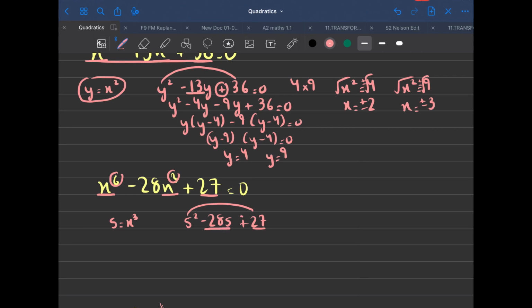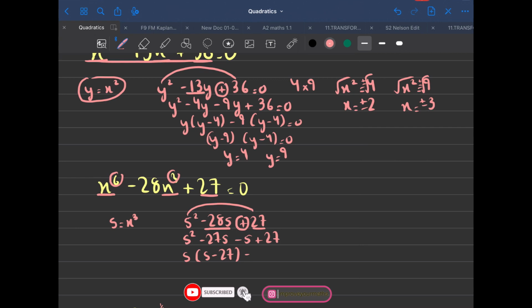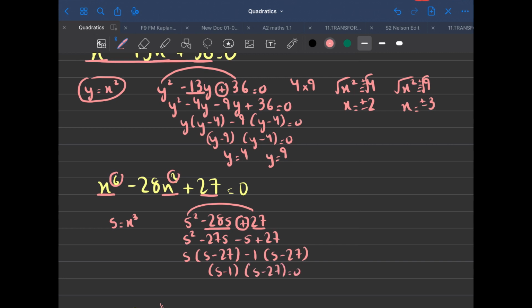27. And if you add both of it, you get s square minus 27s minus s plus 27. Take s common, s minus 27. Take minus 1 common, s minus 27. So it's going to be s minus 1 and s minus 27.